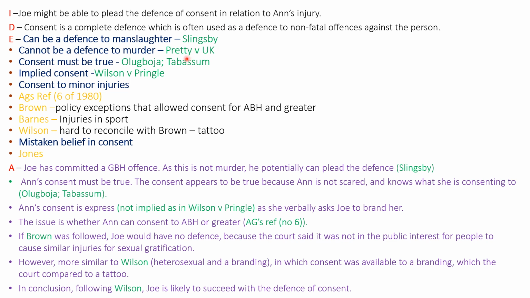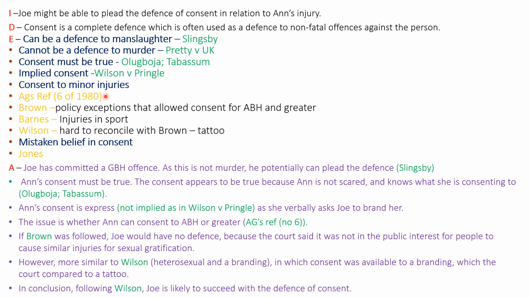And this is the point where we need to get into more of the nitty-gritty about consent to minor injuries, which is relevant to Joe's case here. So a good case to start with would be Attorney General's Reference Number 6 of 1980, and this is where two youths aged 17 and 18 decided that they were going to settle their differences with an argument in a public street. And one removed his watch, the other removed their jacket before they commenced this fight. And they were arguing, well, we consented to the harm that we caused each other. That's how we decided we were going to solve our problems.